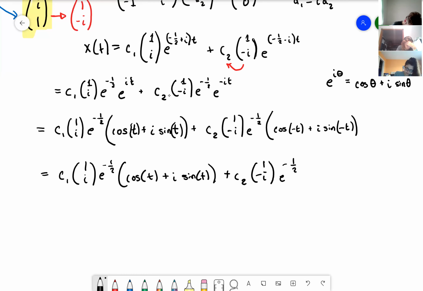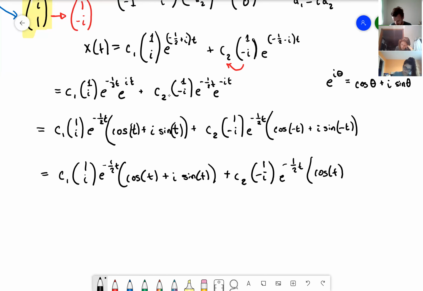I left something out here, didn't I? 1/2 t. As I often say, it's not important that you don't make mistakes. It's important that you find them. So cosine of negative t, cosine is an even function. So cosine of negative t is equal to cosine t.